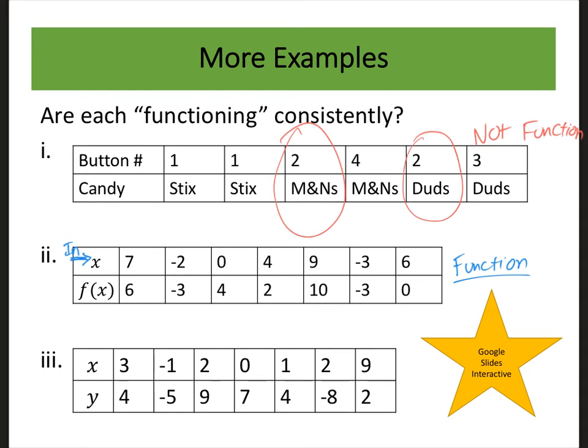If we look at number 3 here, if I push 3, I get 4. Okay, do I repeat anywhere? That's what I'm looking for. Okay, I have 2 there, and I have 2 there. And if I push 2 and I get 9, and I push 2 and I get 8, that's the problem right there. Because when my input is one thing, my output should be the same thing.